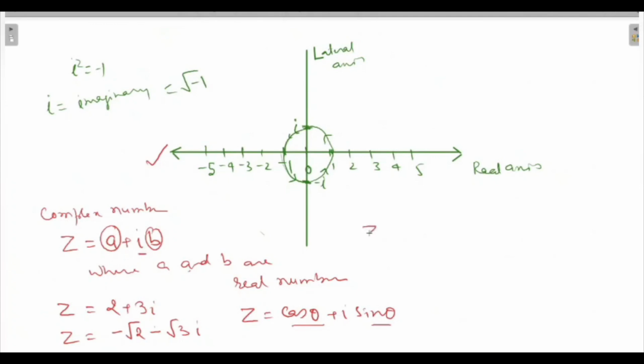So even a number like 1 is also a complex number, wherein I can write 1 as 1 plus 0i. Such a complex number has its imaginary part as 0. All right. So before that, I have to define what is real and what is imaginary. So a is actually called the real part of the complex number, and b is called the imaginary part of the complex number.